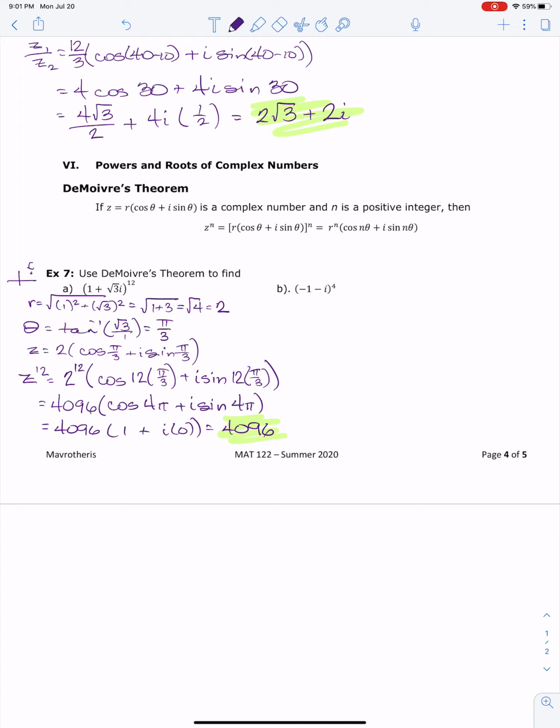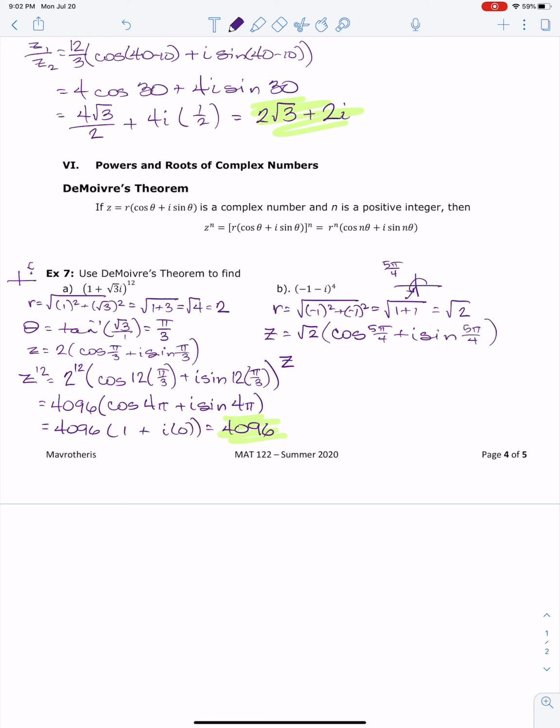Same thing on B. I've got negative 1 minus i. So let's think about that really quick. Negative 1 minus i is right here. I know what that angle is. That's 5 pi over 4. r equals the square root of negative 1 squared plus negative 1 squared. 1 plus 1, we've got the square root of 2. So z is the square root of 2 times the cosine of 5 pi over 4 plus i times the sine of 5 pi over 4.